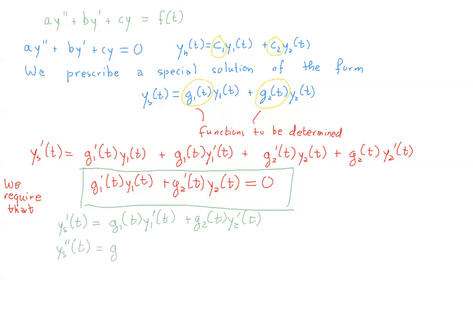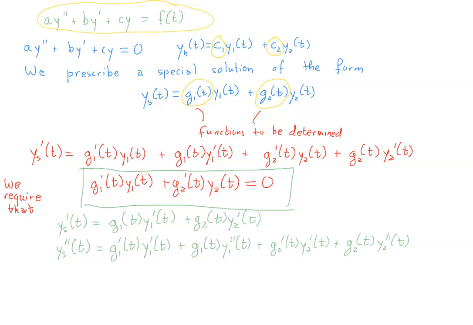So you will have g1 prime of t, y1 prime of t, plus g1 of t times y1 double prime of t, plus g2 prime of t times y2 prime of t, plus g2 of t times y2 double prime of t. Okay, so now we have our two derivatives. And what we do is we plug them into our equation. Let's not forget that this is our initial equation.